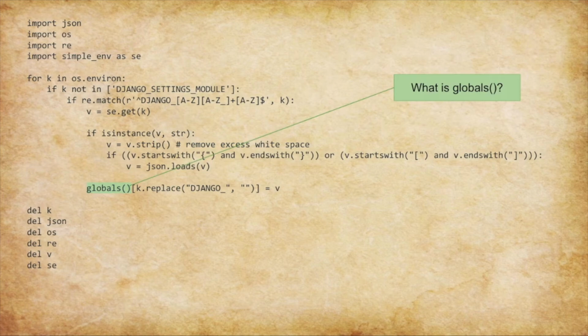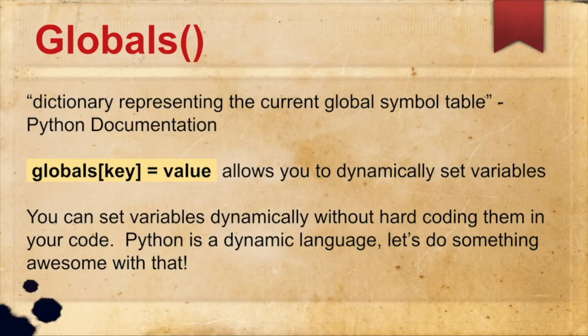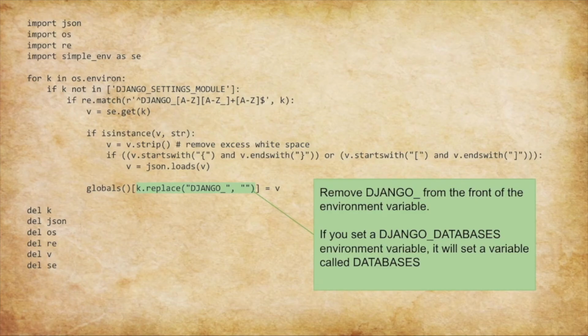On this next line, we call globals. What is globals? Globals is a dictionary representing the current global symbol table. That's from the Python documentation. In other words, it allows you to dynamically set variables. You don't need to know what the names of your variables are going to be ahead of time. You don't have to write that into your code. You can be totally dynamic.